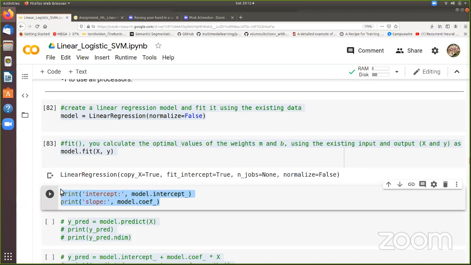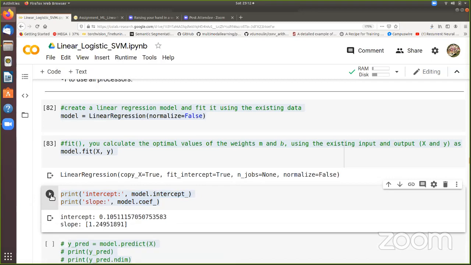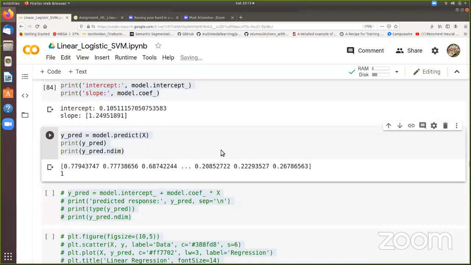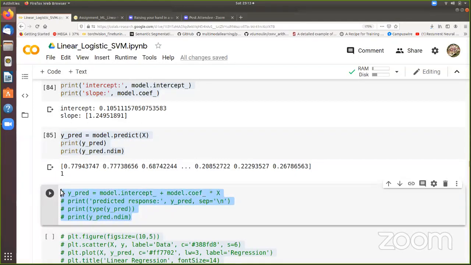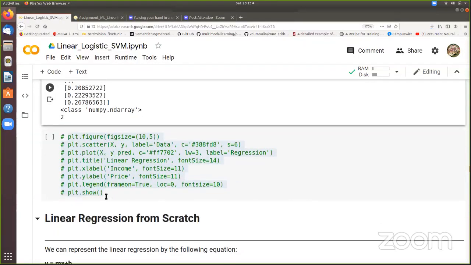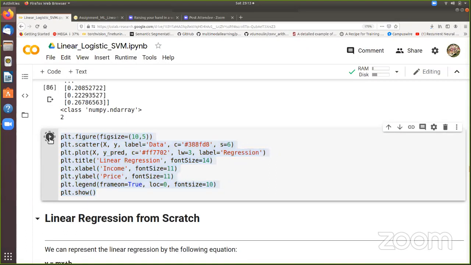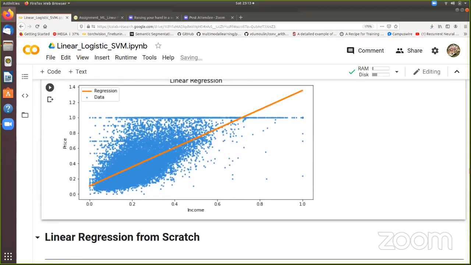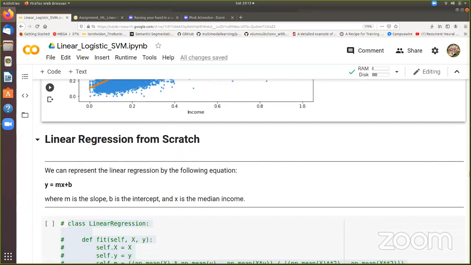For this line, we have the intercept and the slope. So we can print them. Any questions so far? We can predict as well the value corresponding to X, and we'll get the same answer if we just use the equation, the intercept plus the slope multiplied by X. So now let's draw the best line. Okay, so any question here?